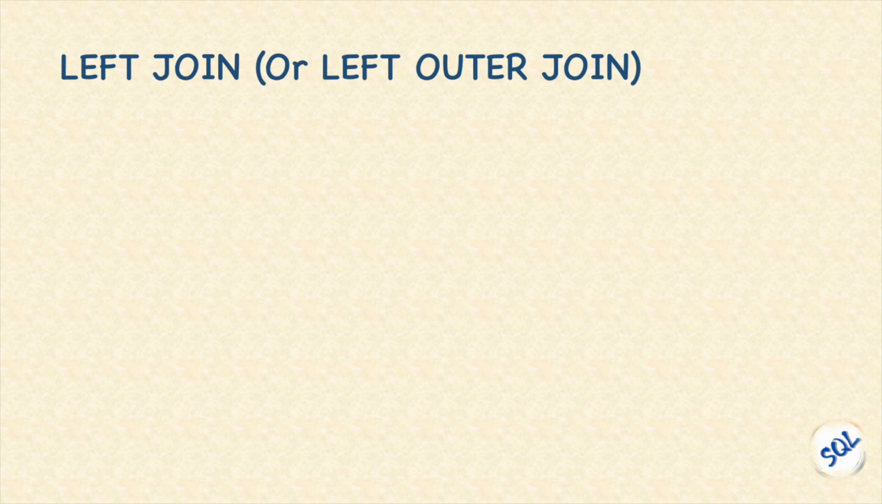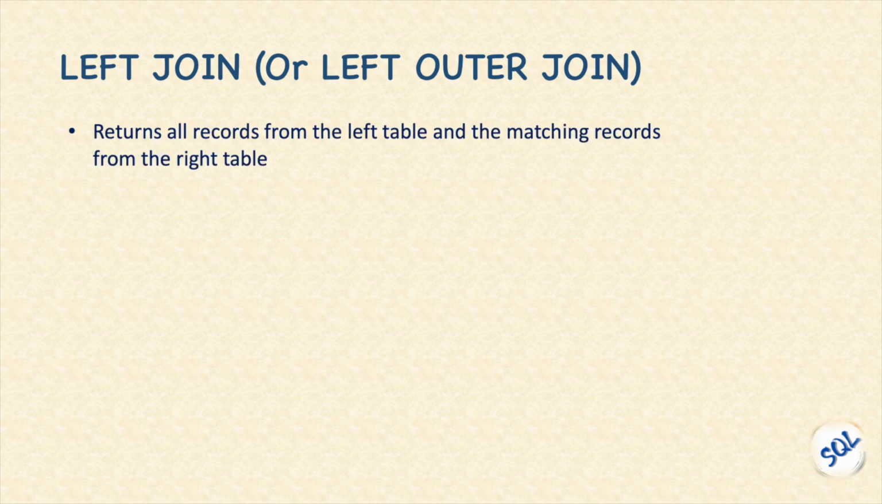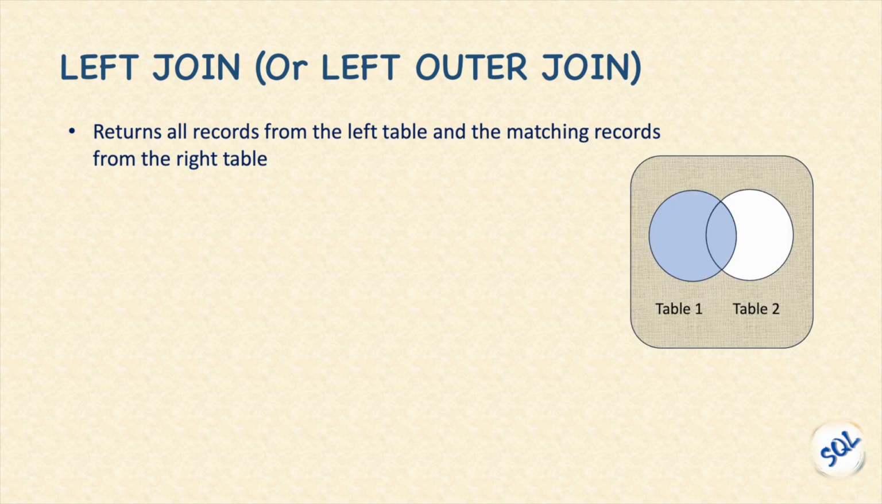The left join, or left outer join, returns all rows from the left table and the matching rows from the right table. If there is no match, it returns null for the right table's columns. Just have a look at the diagram.